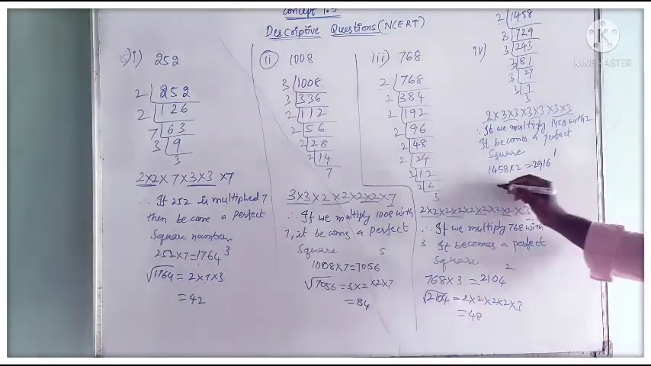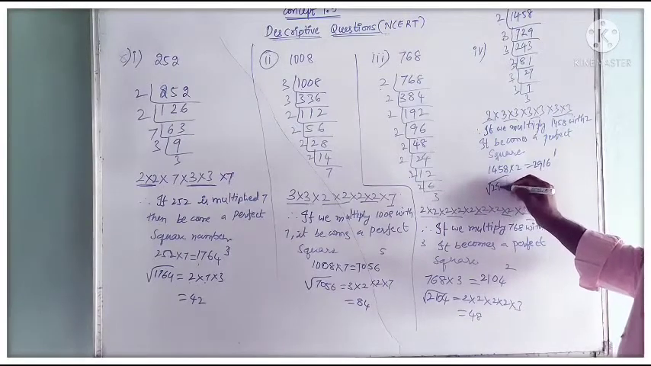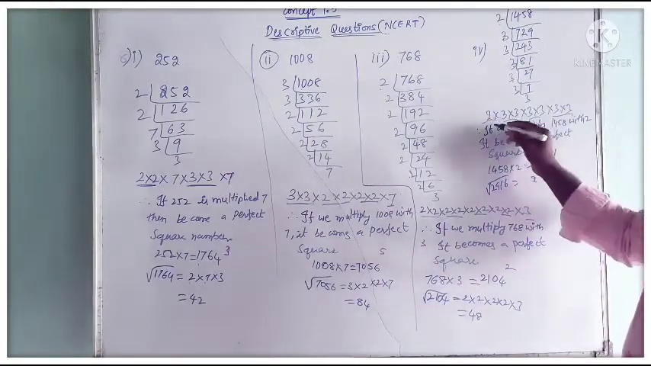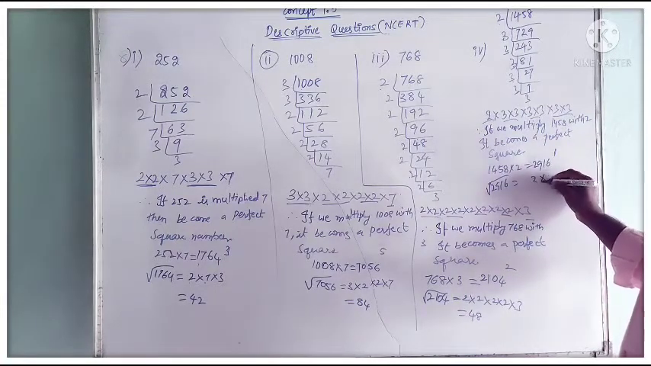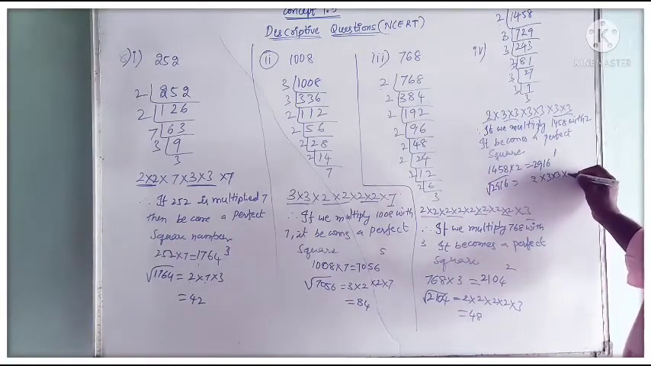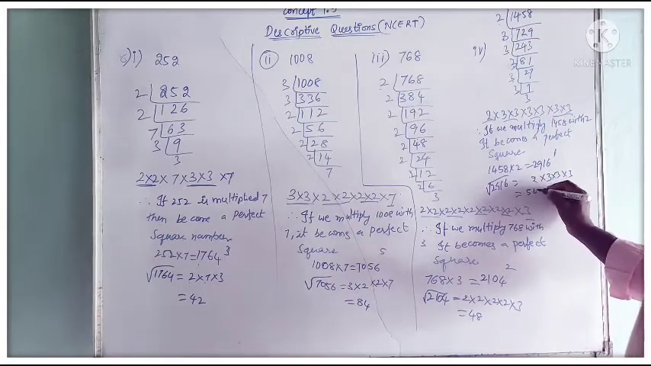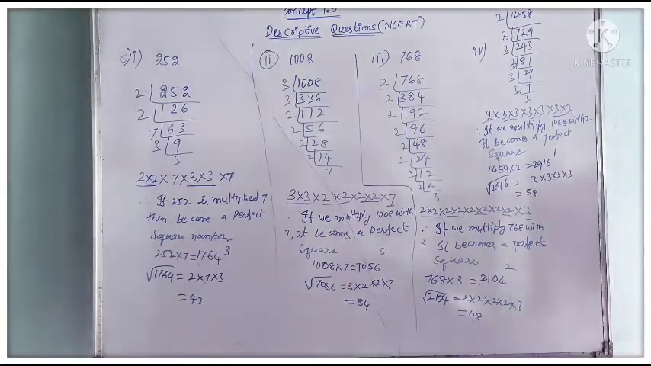2,916 is that number. So the square root of 2,916 equals, from this pair 2, so the 2 we already multiplied. So 2 into 3 into 3 into 3. So 3 3s are 27, into 2, 54. So the square root of 2,916 is 54, that is the answer.